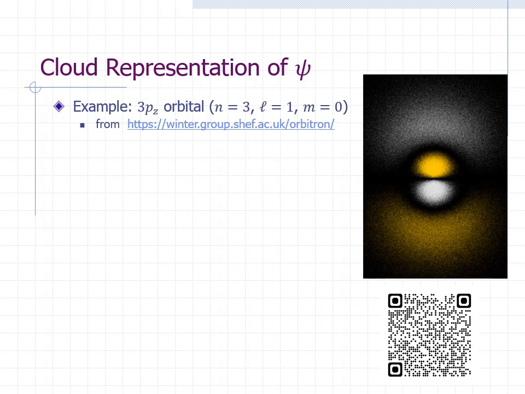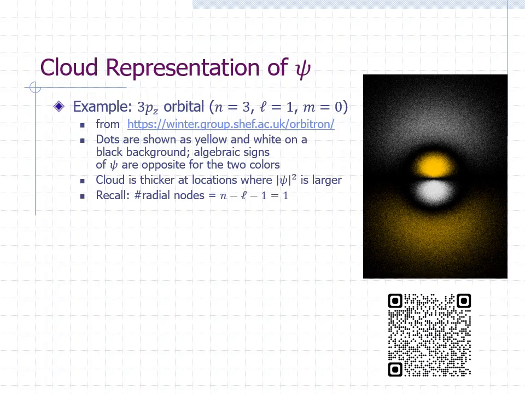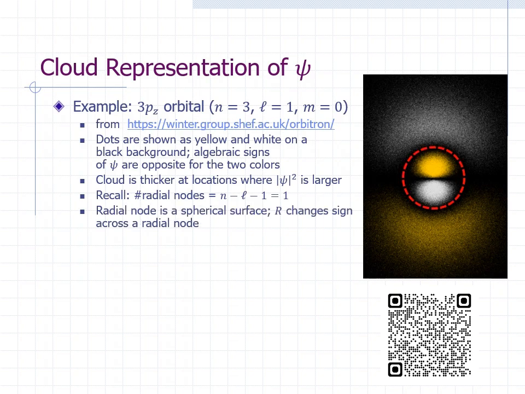Here's a 2-dimensional cloud representation for the 3pz orbital. The cloud is color-coded yellow and white to indicate regions of opposite algebraic signs for the wave function. The cloud is thicker at locations where the absolute value of psi squared is larger. We expect to see 1 radial node, since n minus L minus 1 is equal to 1. For a 3pz orbital, the quantum numbers n, L, and m are 3, 1, and 0, respectively. Here's the radial node. It's a spherical surface, and we can see that the cloud is white and yellow on opposite sides of the sphere.